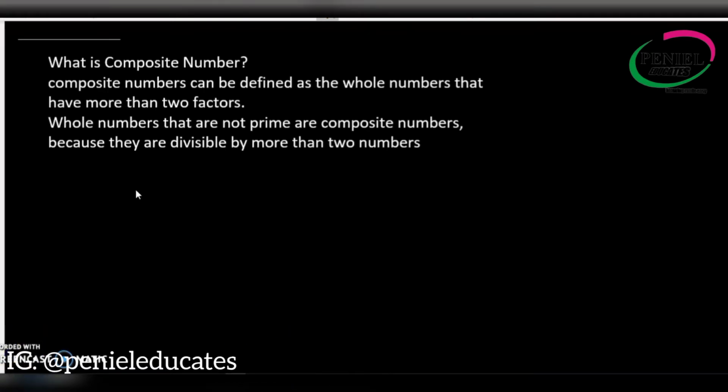All right, so let us look at composite numbers. Composite numbers can be defined as the whole numbers that have more than 2 factors.